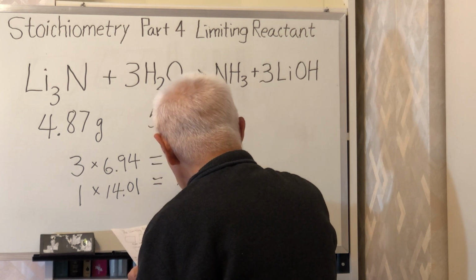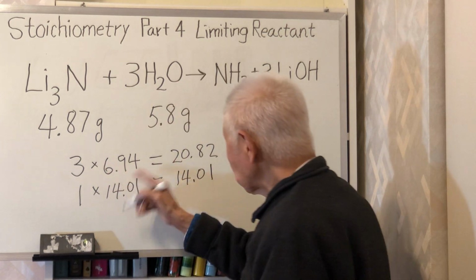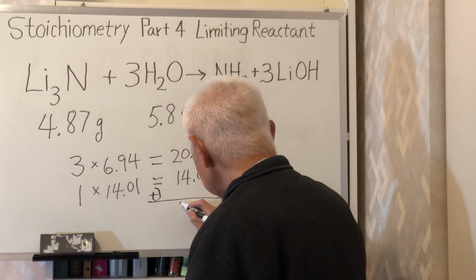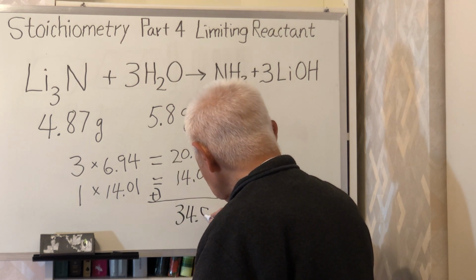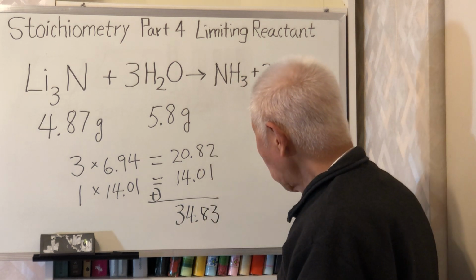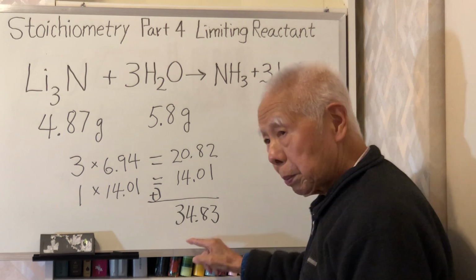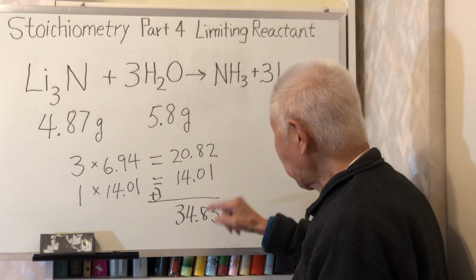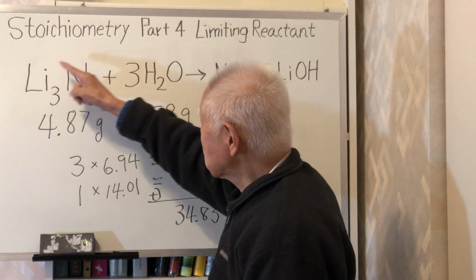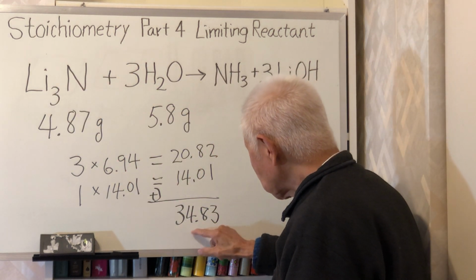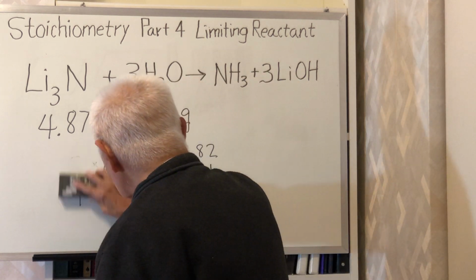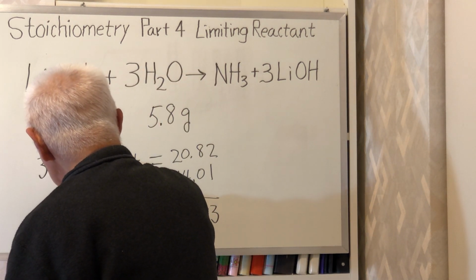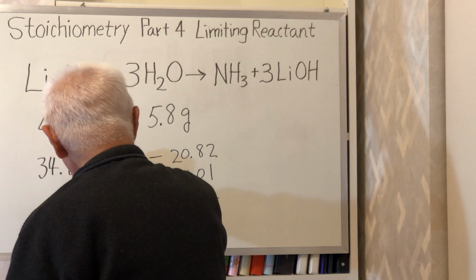And so altogether you need to add, and so the sum, the total is this much. Now remember, the unit of this is gram because the atomic mass is in gram. Now once I have the mass for this part, I can erase this, put 34.83 there. So this is gram. Okay.